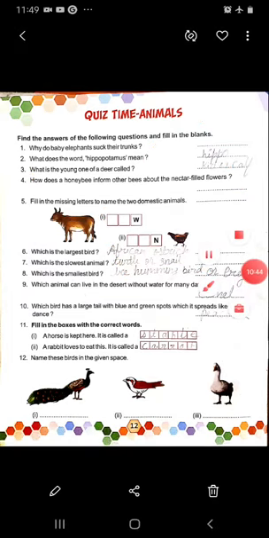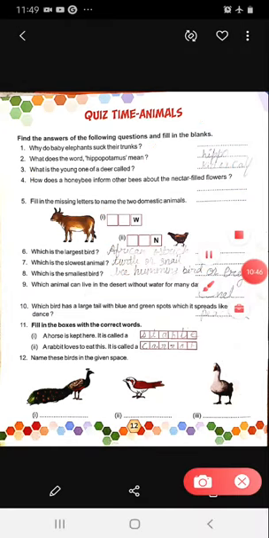Now the next is, which is the slowest animal? Slowest, जो बहुत धीरे चलता हो, so the slowest animal is snail. S-N-A-I-L, snail. यहाँ पे snail, और ये African ostrich होगा, और ये turtle और snail.